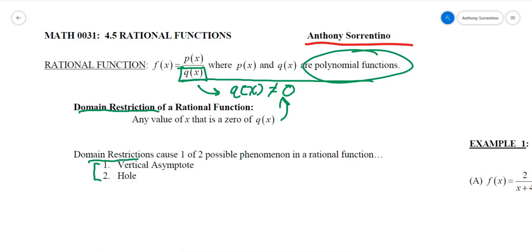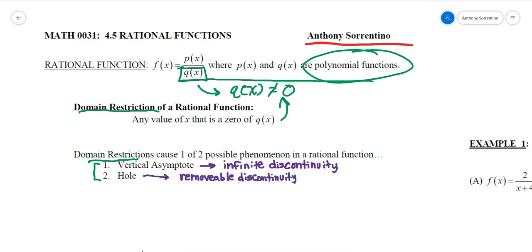There are two different phenomena that happen with the graphs of rational functions because of domain restrictions. I can either have what is known as a vertical asymptote, or I can have a hole. Just for a side note, in calculus, they may refer to a vertical asymptote as an infinite discontinuity, and the hole is sometimes referred to as a removable discontinuity.